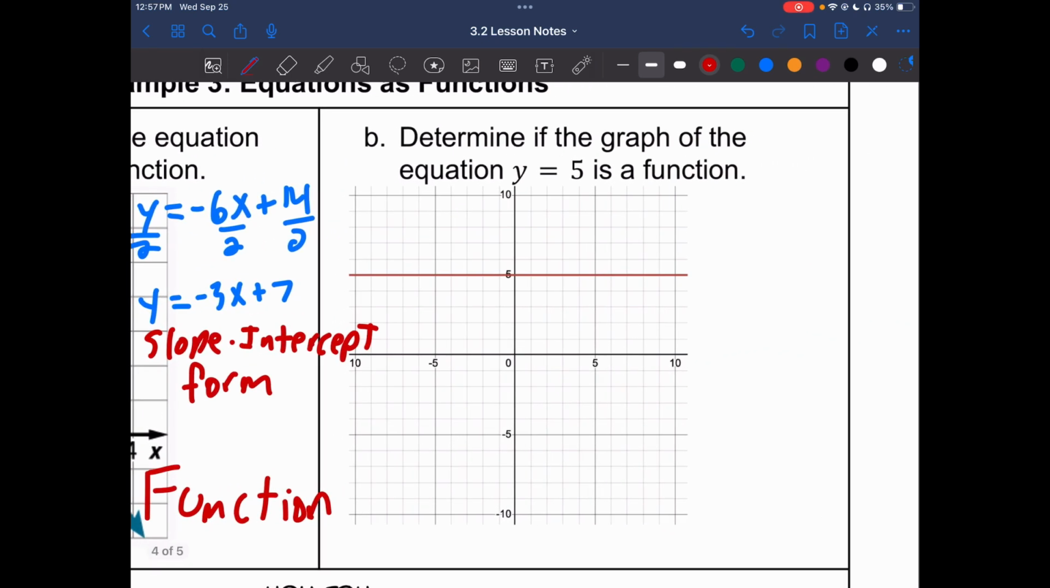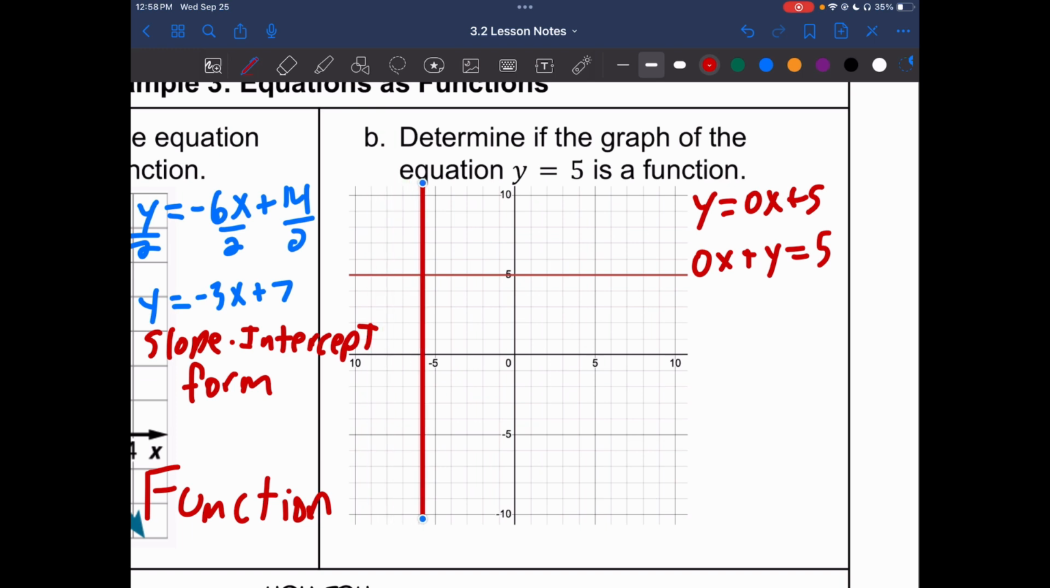And what about letter B? Letter B, we have just y equals 5. Well, if y equals 5, that could be in slope-intercept form. It could be y equals 0x plus 5. It could be in standard form, 0x plus y equals 5. Either way, it's a horizontal line, and when I do my vertical line test, it is only crossing that vertical line, or that horizontal line, at one point, the point 5. So this is a function.